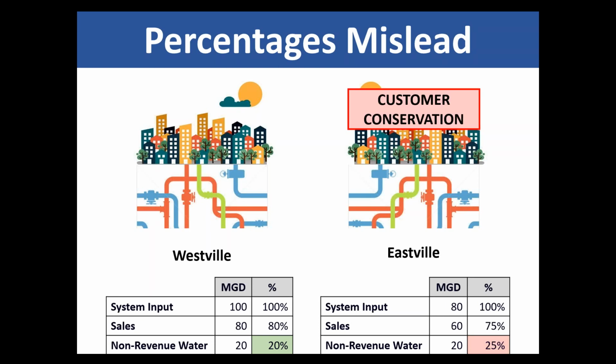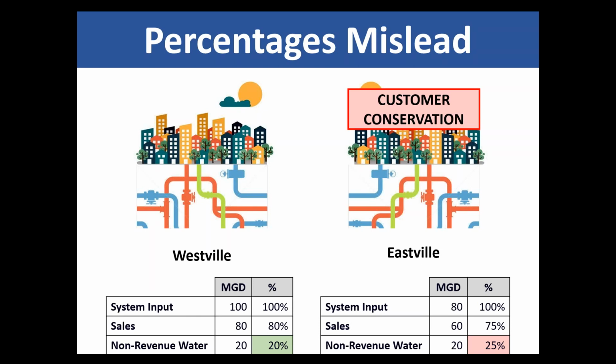Bump us forward, Chelsea. Eastville has a drought. This is where they are no longer the same. Their customers respond admirably. They're asked to conserve, and they do that. Thank you, customers. So now, Eastville has to produce 20 million gallons per day fewer than they used to have to. So their system input volume drops correspondingly from 100 to 80. Their sales have dropped 20 million gallons per day, so they're at 60. But because they still have the same infrastructure on the ground, they still have the same pipes, they still have the same meters, their non-revenue water volume doesn't really change.